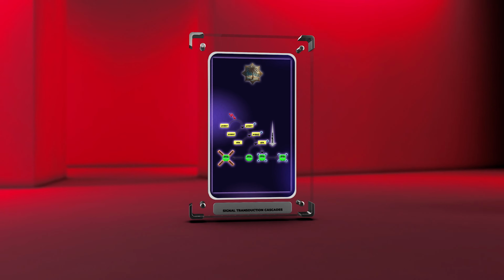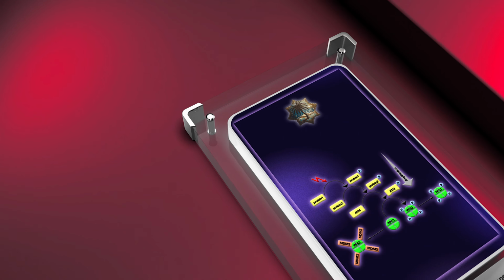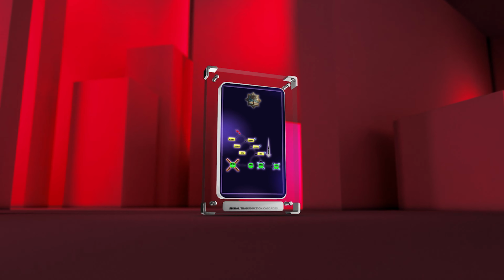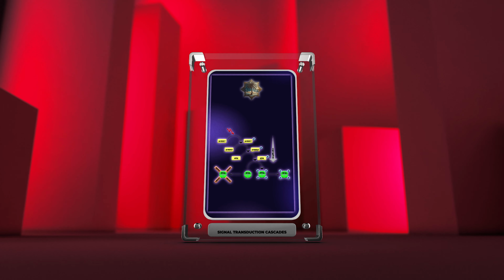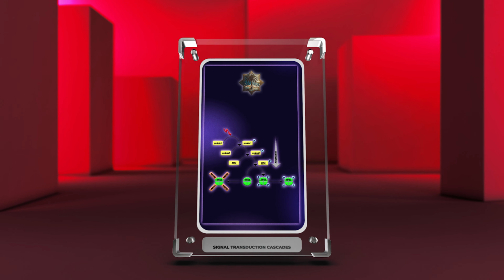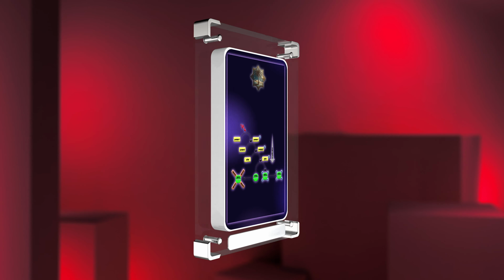Medical students, welcome to today's lecture on molecular biology. We will be diving deep into the intricate world of cell signaling pathways. Specifically, we will explore 12 different signaling pathways that play crucial roles in various cellular processes.